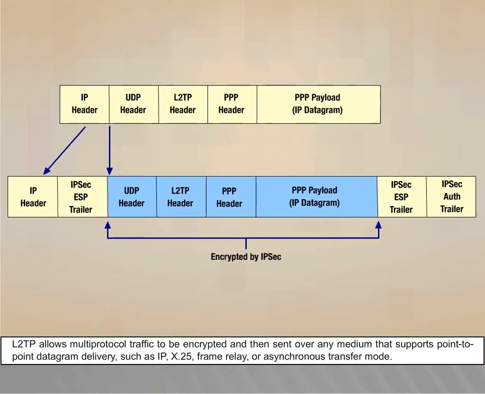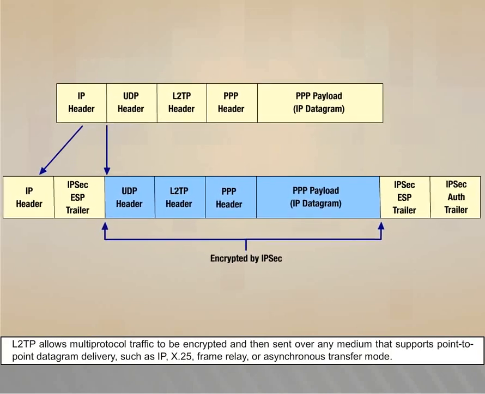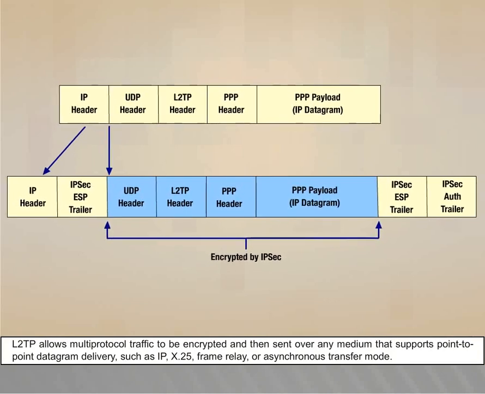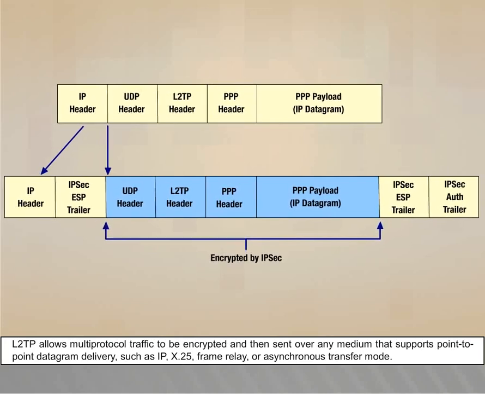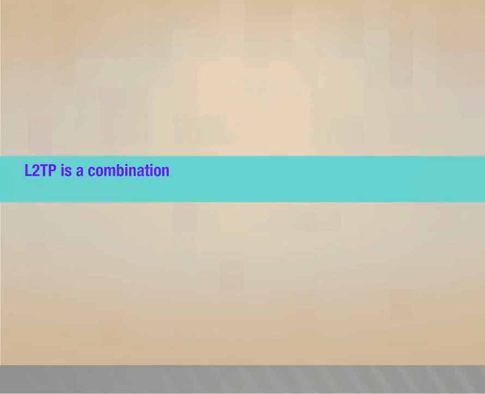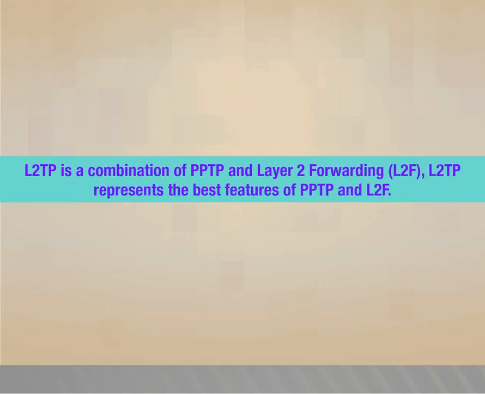L2TP allows multi-protocol traffic to be encrypted and then sent over any medium that supports point-to-point datagram delivery, such as IP, X.25, frame relay, or asynchronous transfer mode. L2TP is a combination of PPTP and Layer 2 forwarding, that is L2F. L2TP represents the best features of PPTP and L2F.